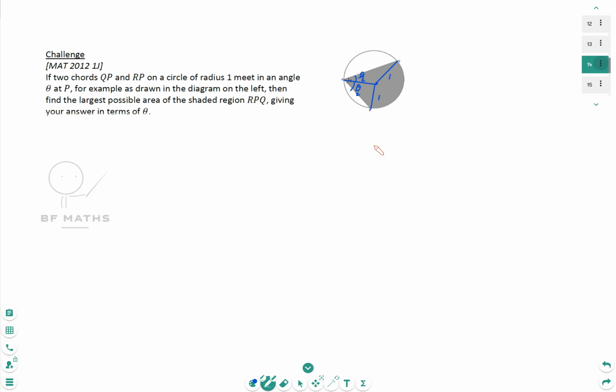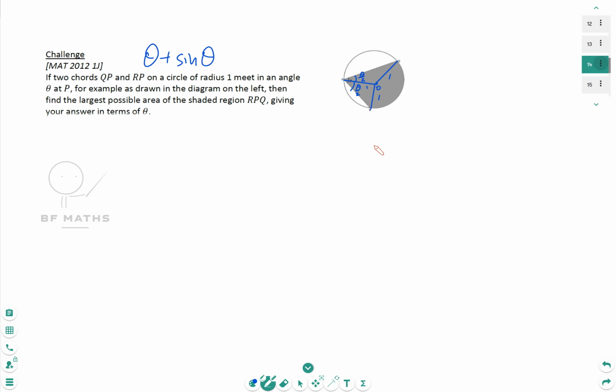Oh, by the way, the final answer is theta plus sine theta. That's the answer. Right, so let's go through it if you haven't got it right. I'll give you the hint already. So bring the center O, and then we've got OQ, OP, OR, the radii, and they're 1. Break this into theta over 2.